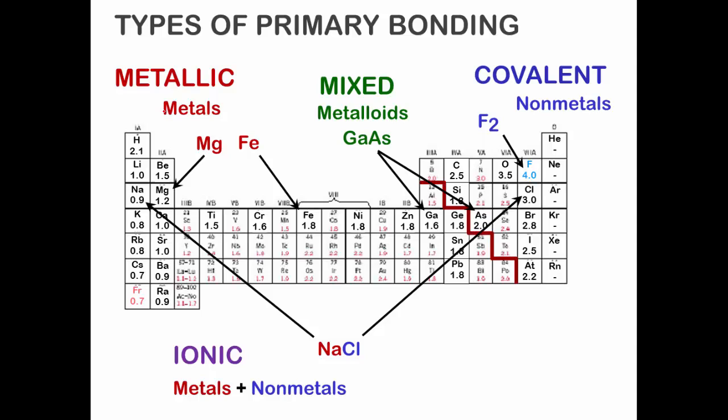Metallic, whenever we have metal elements bonded together; covalent, when we have non-metal elements bonded together; and ionic, whenever we have a metal paired up with a non-metal.